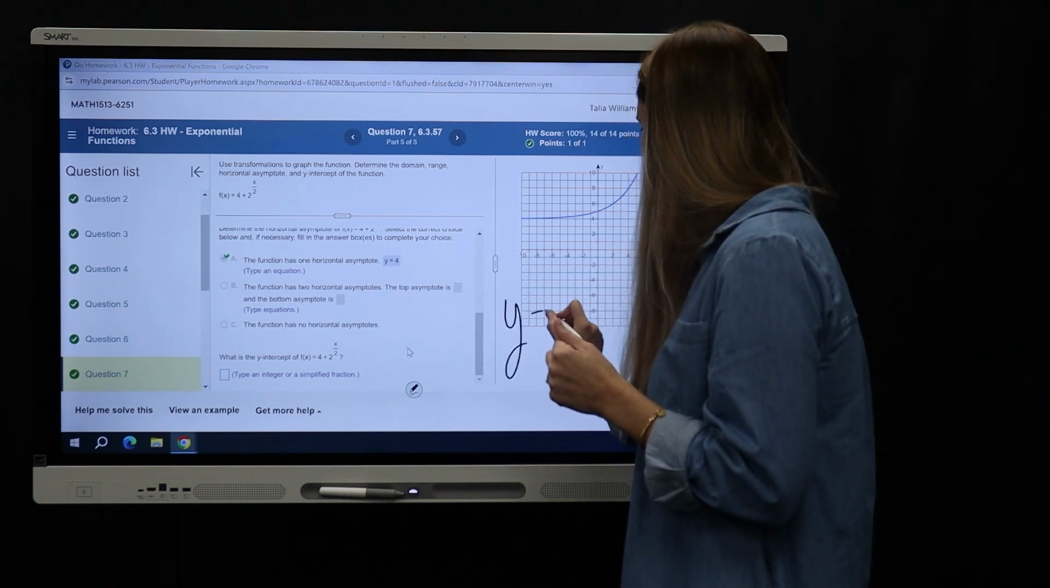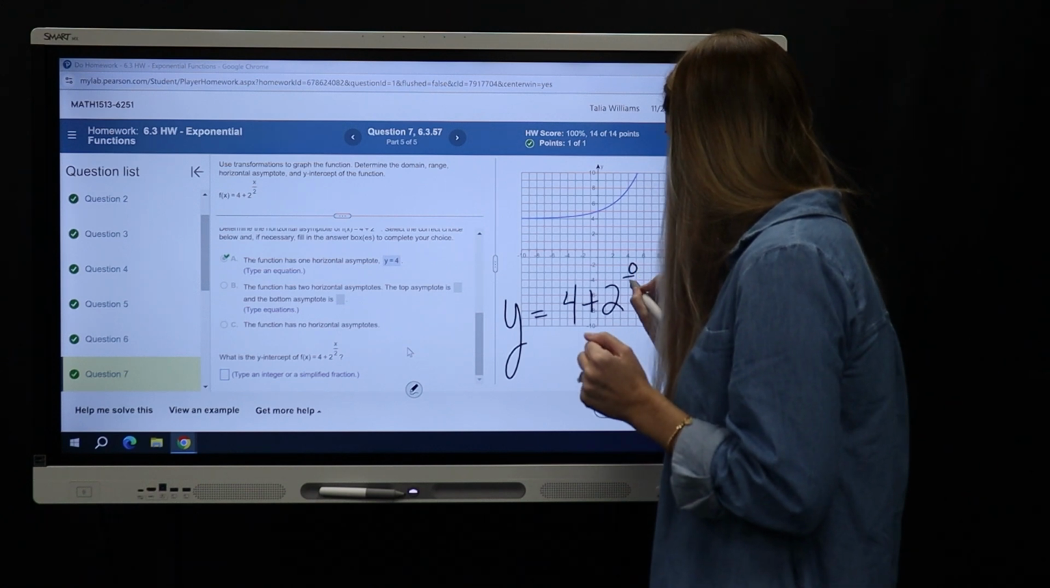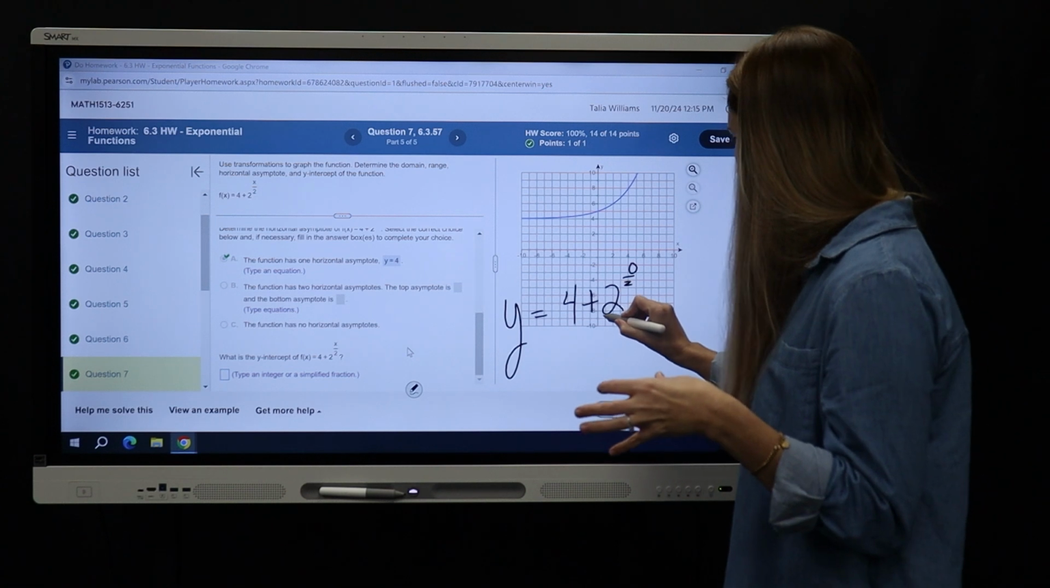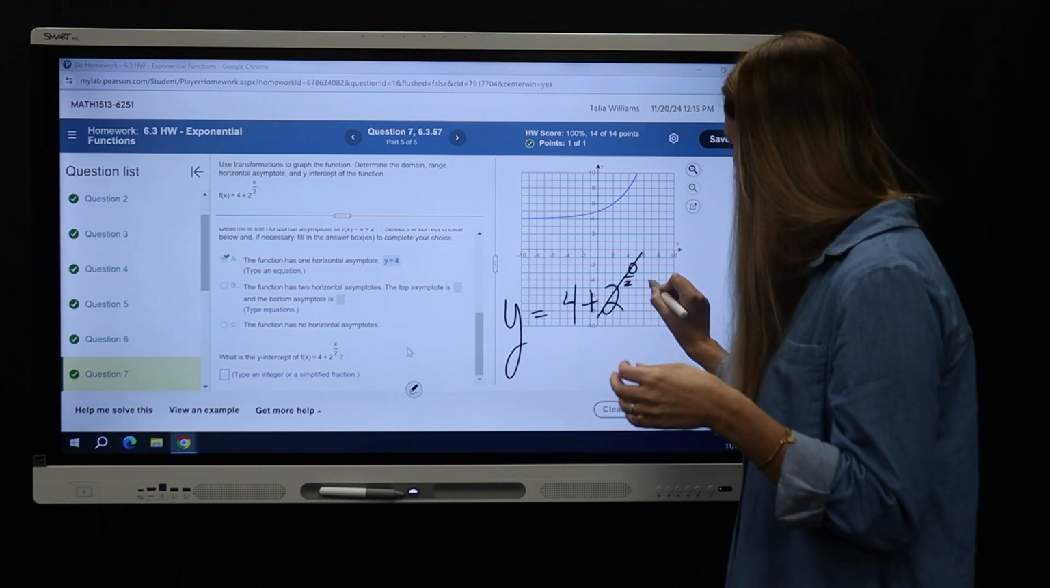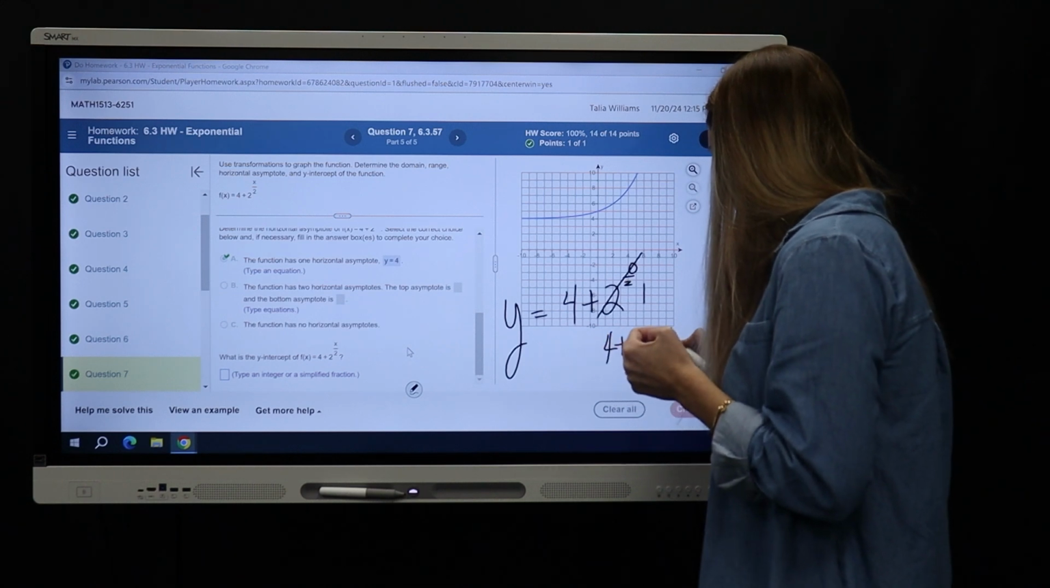And then our y-intercept, when we find this, we're still going to put 0 in for x, so it's going to be y equals 4 plus 2 to the 0 divided by 2. 0 divided by anything is still 0, so this is going to be anything raised to the 0 power is 1. So I'm going to have 4 plus 1 equals 5.